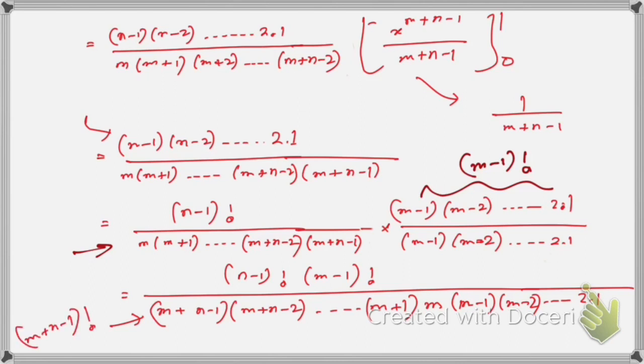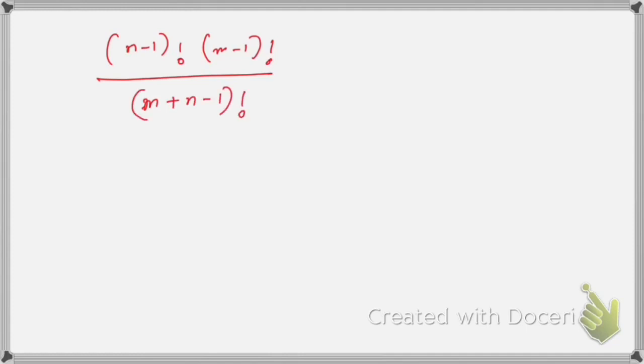So let me write in the next slide what we have got here. Finally we have got n minus 1 factorial, then m minus 1 factorial, divided by m plus n minus 1 factorial. That's what we will get.